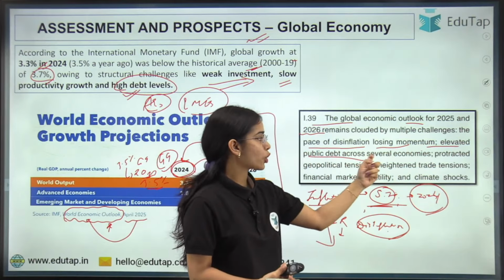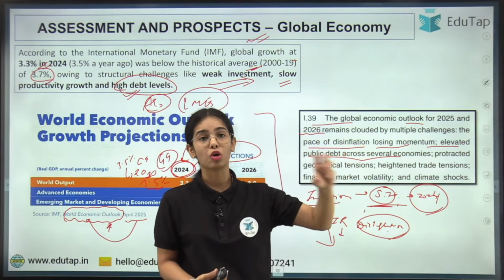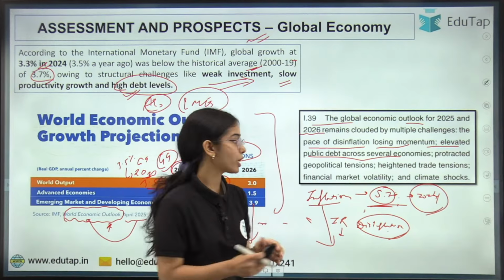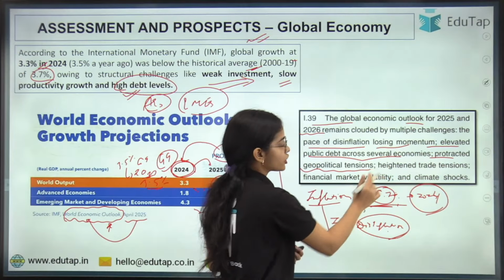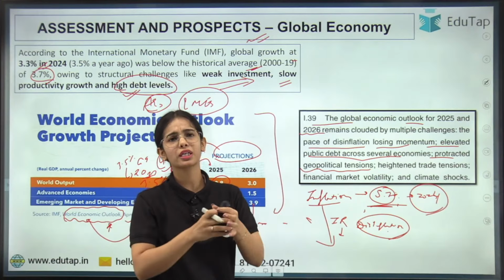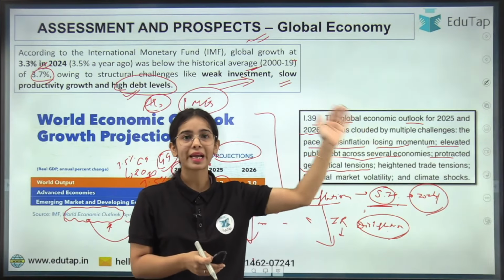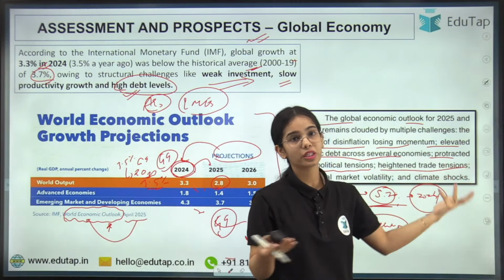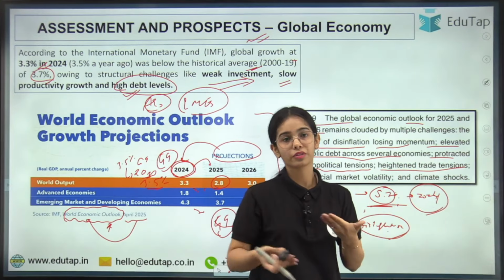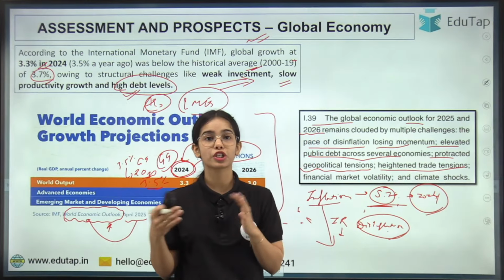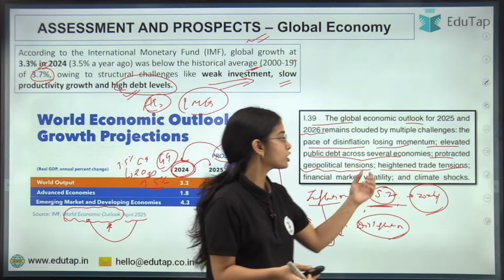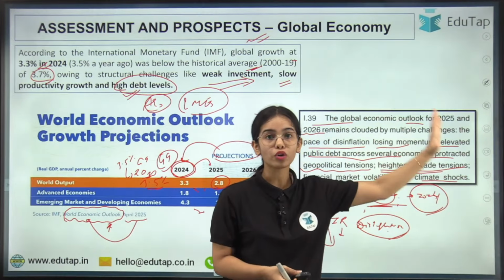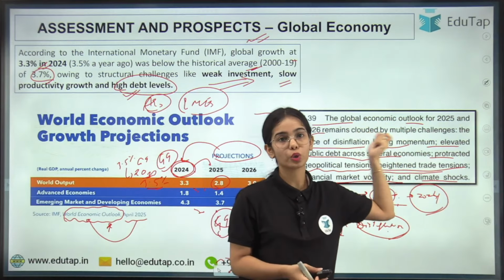Elevated public debt across several economies, advanced economies, the major economies, and many of the emerging market economies also, they are under a huge public debt. Protracted geopolitical tensions. The geopolitical tensions are stretching. You can understand that the Russia-Ukraine war started way back, and still there are geopolitical tensions going on. There are heightened trade tensions with the tariff war, with the protectionism implemented by many countries, as well as financial market volatility and climate shock. So all of these are clouding the outlook for global growth.